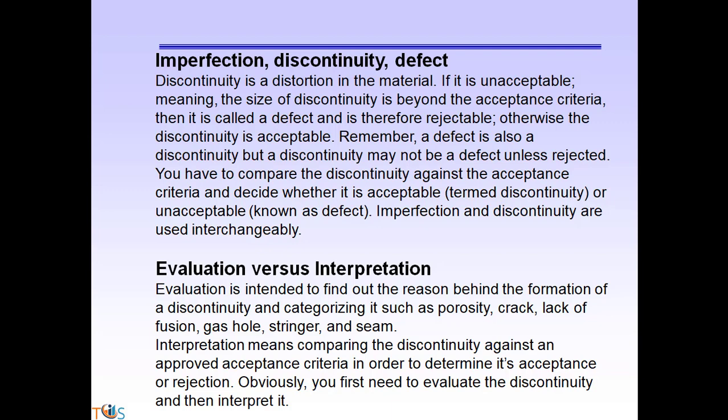Evaluation versus interpretation. Before you accept or reject a discontinuity or imperfection, you have to first know what it is. So evaluation is intended to find out the reason behind the formation of the discontinuity and categorizing it, telling us whether it's a porosity, crack, lack of fusion, gas hole, stringer, and so on. Once you know what it is and the size of it, then you interpret it, which means comparing the discontinuity against an approved acceptance criteria and determining whether it is below that acceptable limit or above it, so whether it's acceptable or should be rejected. Obviously, you first need to evaluate the discontinuity and then interpret it. That is, know what it is and what its size is. That's called evaluation, and then you interpret it, accept it or reject it.